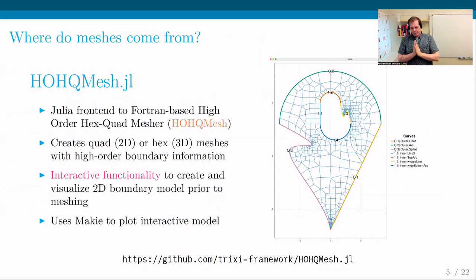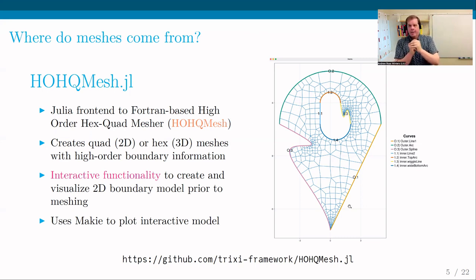So the first question is, where do meshes come from? I have this curvilinear domain. How can I create the mesh that I need for my numerical solver? For this, we use what we call HOHQMesh, or high order hex quad mesher. Originally written in Fortran by David, this HOHQMesh.jl is a front end to this software. It links us into the Fortran code. And you can use it to create quadrilateral 2D meshes or hexahedral 3D meshes, also with high order boundary information.